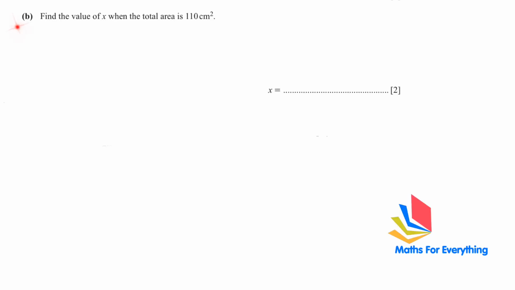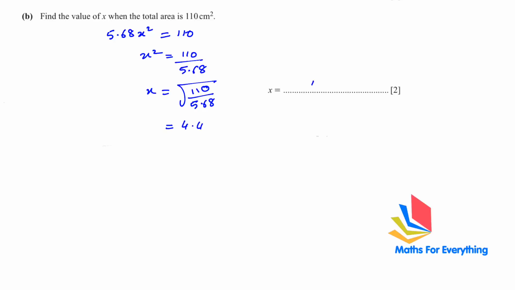Part B. Find the value of x when the total area is 110 square centimeter. So we know from the above part that we have 5.68 x square as the total area. Now the total area is equal to 110. So x square is equal to 110 divided by 5.68. This is a square. To get the answer, we are going to square root the whole thing. And we will get x is equal to 4.4. So I hope you have understood the question.